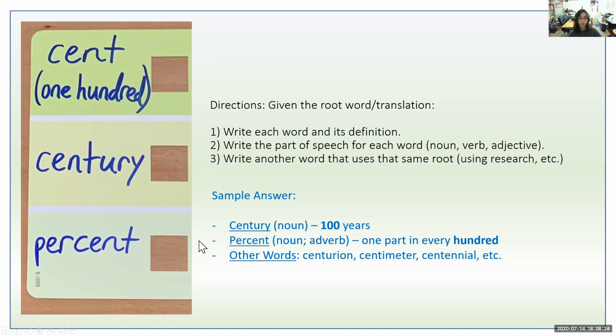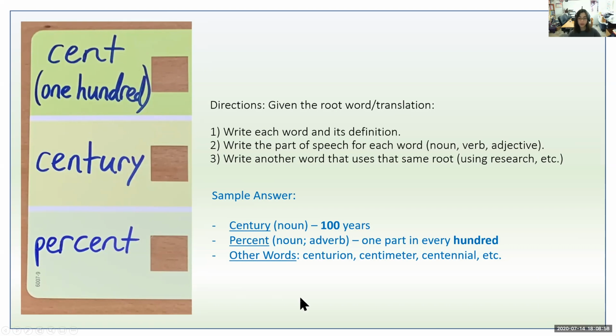Okay, we also have the vocabulary word percent, which can be both a noun and an adverb. And so the definition that I decided to include is percent as 1 part in every 100. For example, 1% is 1 out of 100%. Okay, other words using the root word of cent include centurion, that's someone who commands 100 men, or centimeter, or centennial. Those are all words with that root word of cent.